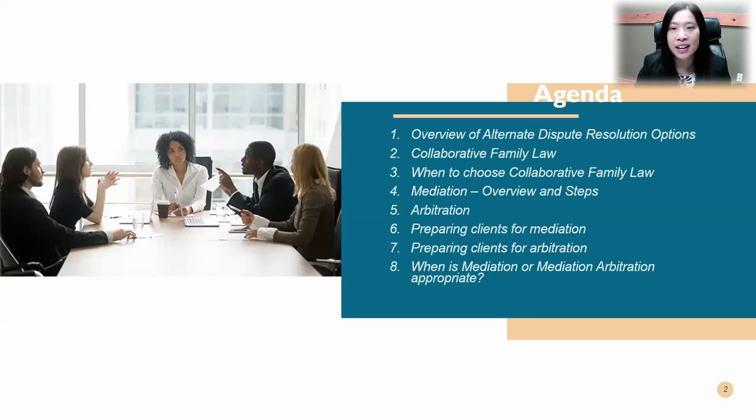Here's a brief agenda of what we are going to be discussing today. First of all, we're going to talk about an overview of alternate dispute resolution options that exist within our family law process. And then we're going to talk about collaborative family law, when to choose collaborative family law as an option. After that, we're going to talk about mediation, some overview and steps, then arbitration. Then we're going to talk about preparing clients for mediation and arbitration.